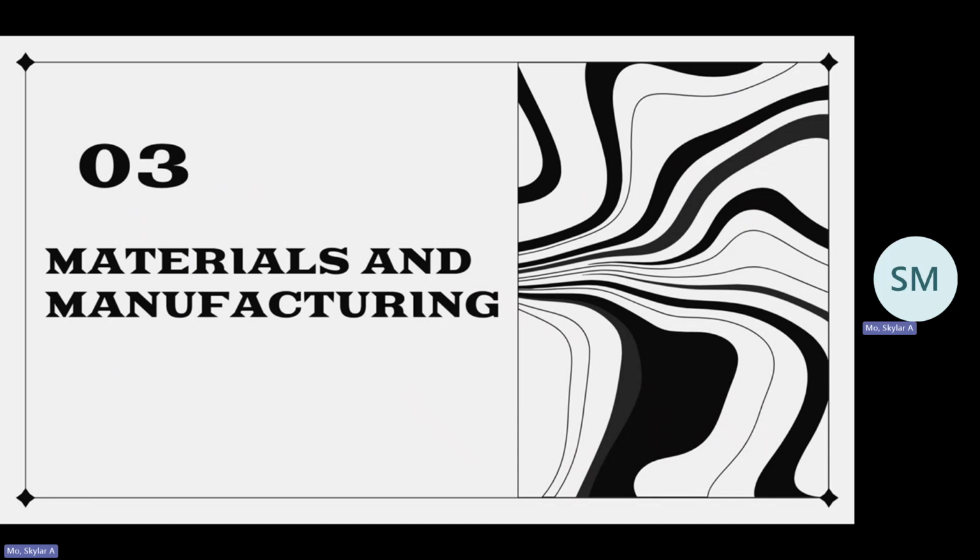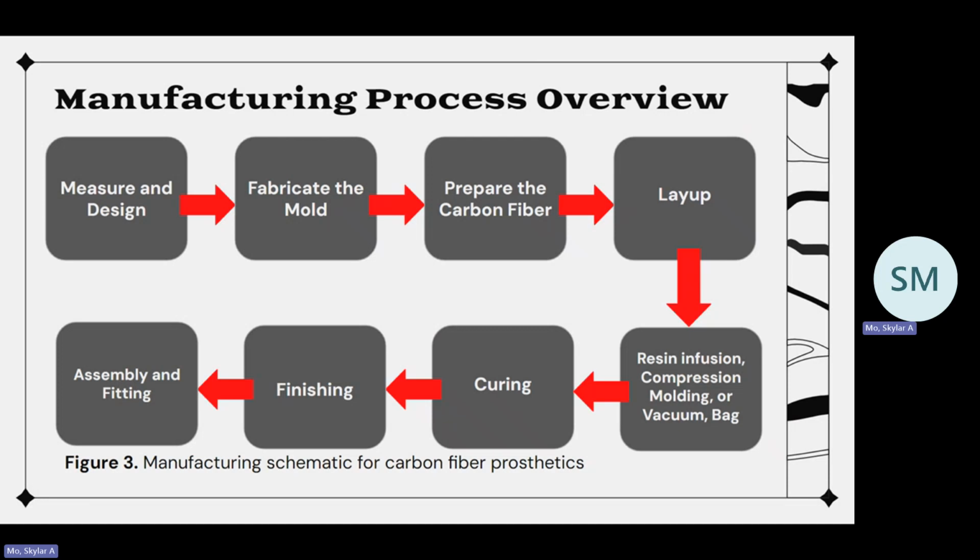Next, we're going to move on to the materials and manufacturing of the prosthetic. So to do an overview of the manufacturing process, first will be the measurement and design, then the mold will be fabricated, and then it's the preparation of the carbon fiber, then the layup, and then either resin infusion, compression molding, or vacuum bagging, then curing, finishing, and lastly the assembly and fitting.